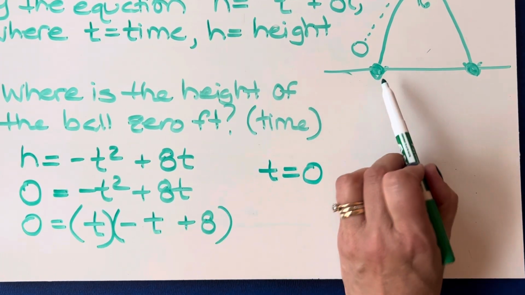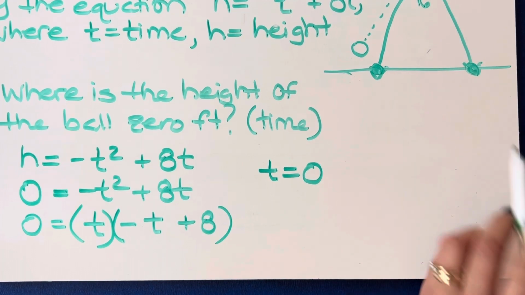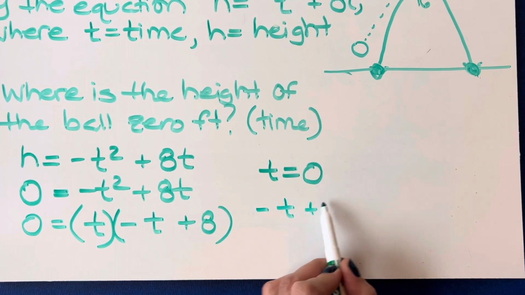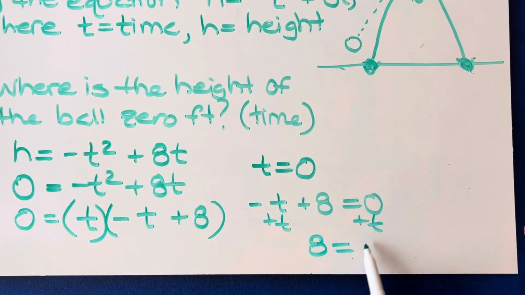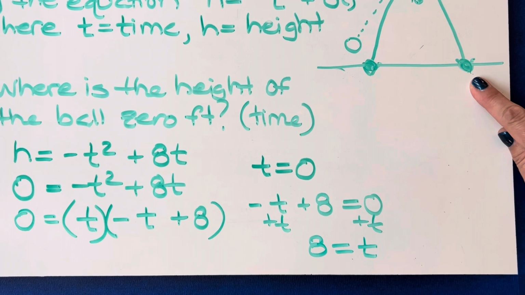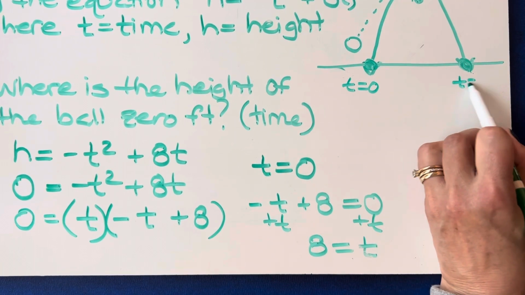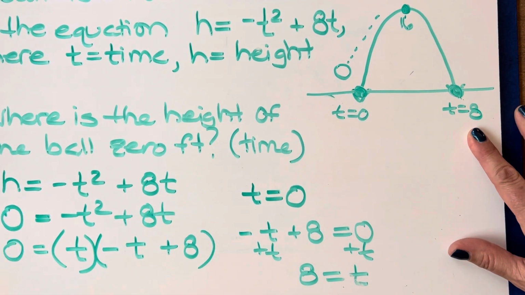That was easy, and we knew that it had to be 0 here because of what our graph looks like. So what's the time over here? Well, I'm gonna do negative t plus 8 equals 0. And the easiest thing to do is to add a t to both sides to make that positive. So at time 8 seconds, that's over here at my end point, right? So here where time is 0 and here where time is 8, those are the two places where the height of the ball is 0.